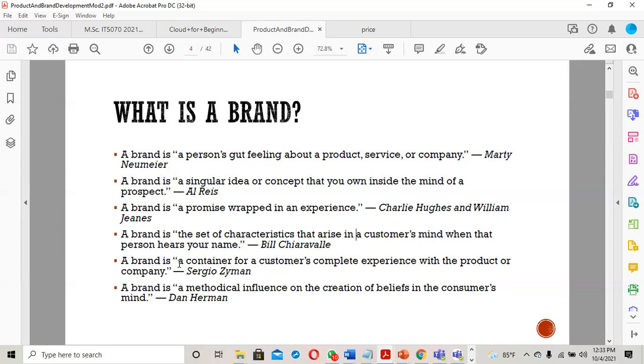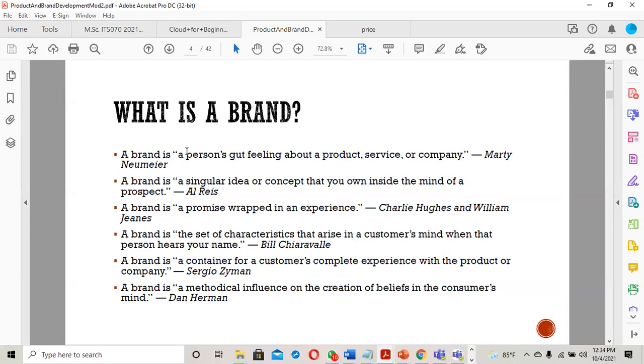A container for a customer's complete experience with the product or company. See, it's about the experience. When you hear a name, those images pop up in your mind about your previous experience. What kind of facilities did you have? What was your experience like? Was it a difficult product to deal with, or did it make your life so comfortable? Methodical influence on the creation of beliefs in the consumer's mind.